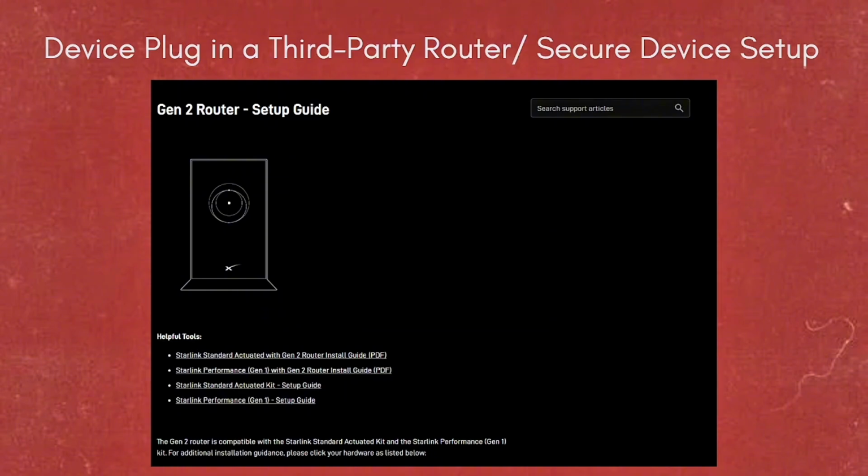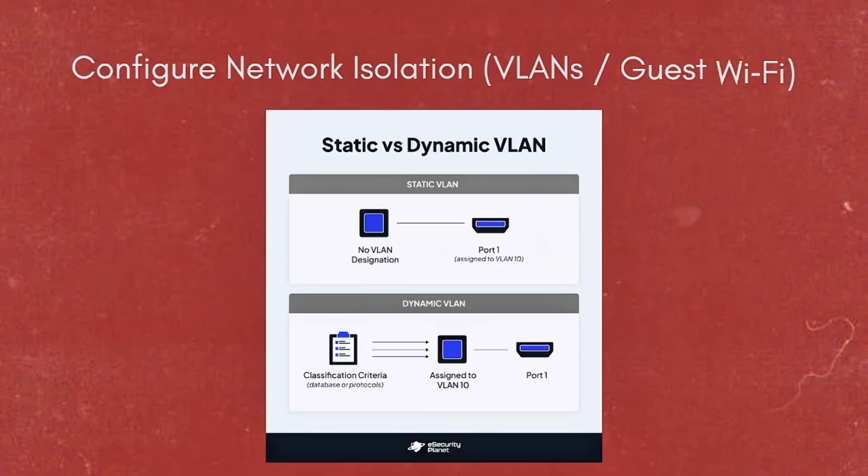Next is to configure network isolation, the VLANs, or the guest Wi-Fi. With your third-party router in place, you can set up the VLANs to section off your private devices, and you can also create a guest Wi-Fi network with its own SSID and password, isolated from your main network. Then just apply the firewall rules to restrict traffic between the VLANs.